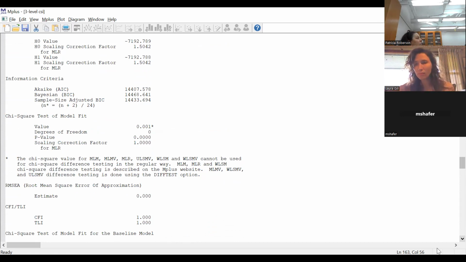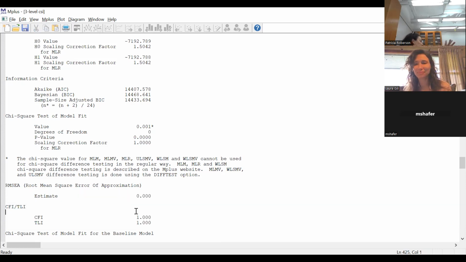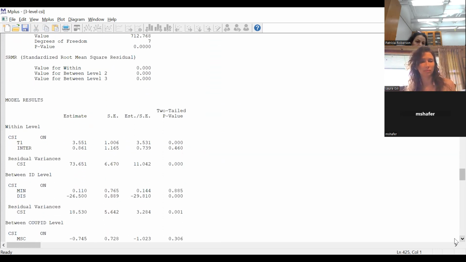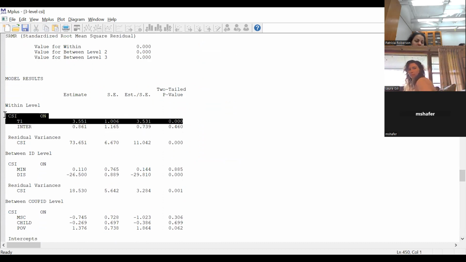But because I have no degrees of freedom left, and I don't have any latent constructs, you see the RMSEA and the CFI and TLI fit absolutely perfect. But I don't have any latent constructs, so of course it would. If it didn't, we would be very, very concerned. So here we see time on CSI. It improves 3.55 points.